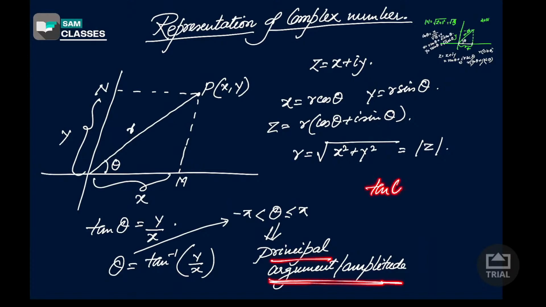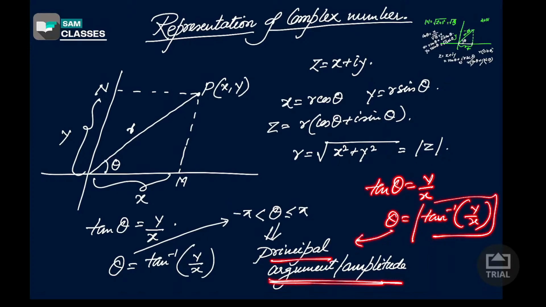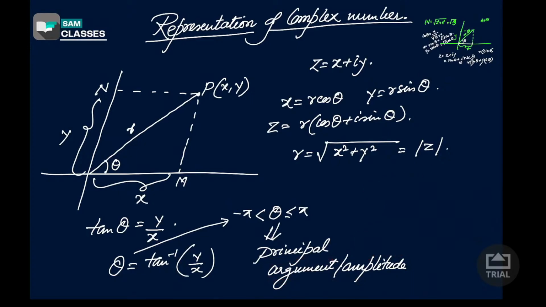See, I am finding tan theta is equal to y by x, and theta is equal to tan inverse y by x. If this theta value comes out to be from minus pi to pi, then we can say that it is the principal argument, or amplitude. Any other value is just an argument. If it is from minus 180 to 180, it is principal argument.